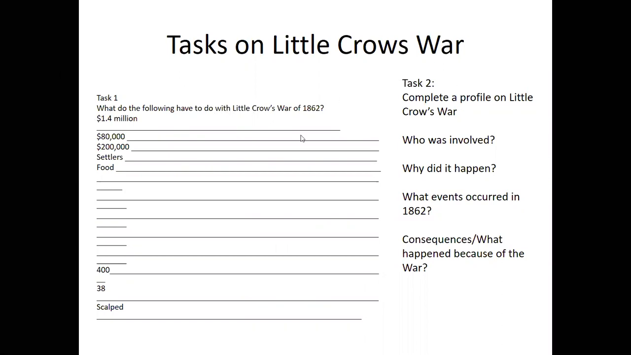Then task two, complete a profile on Little Crow's War. Who's involved? Why did it happen? What events occurred? And what were the consequences? So if you write those four titles down, leave about 5 lines in between and bullet point. Who was involved? Why did it actually happen? What events happened that led to the war? What actually happened in 1862 and what happened because of Little Crow's War?